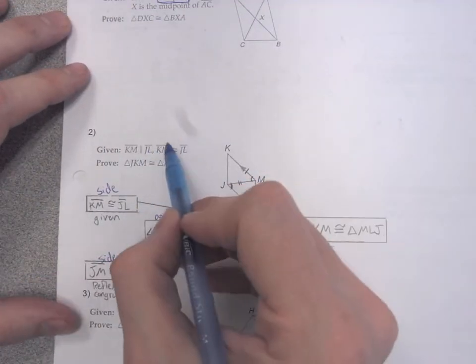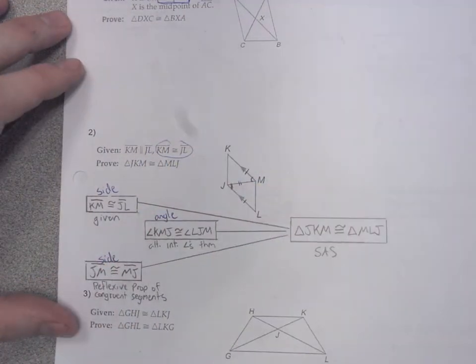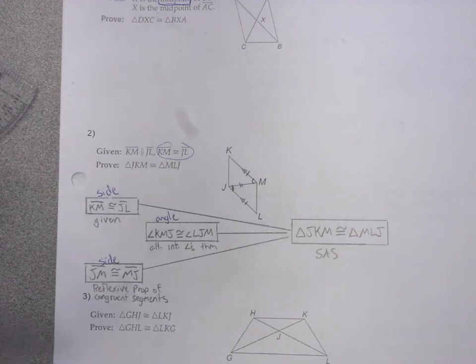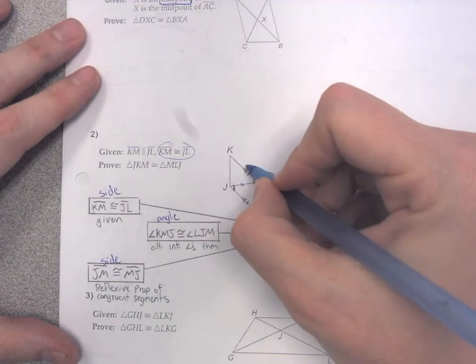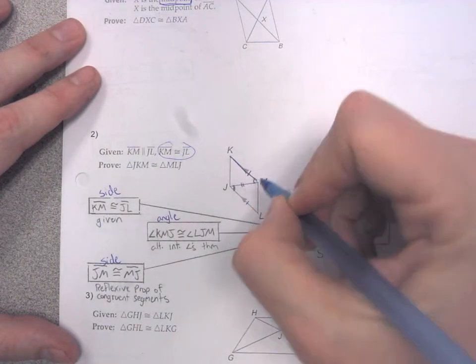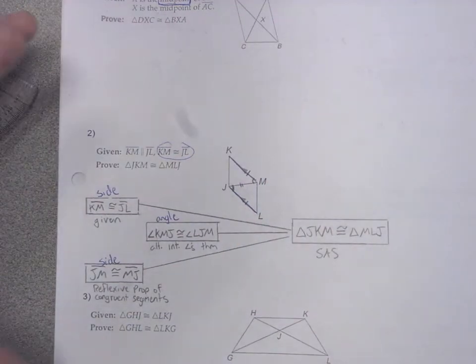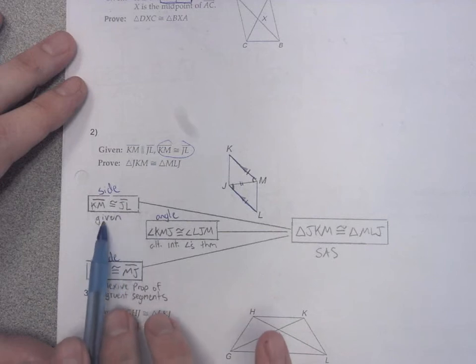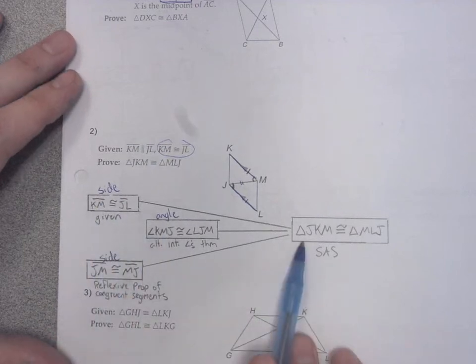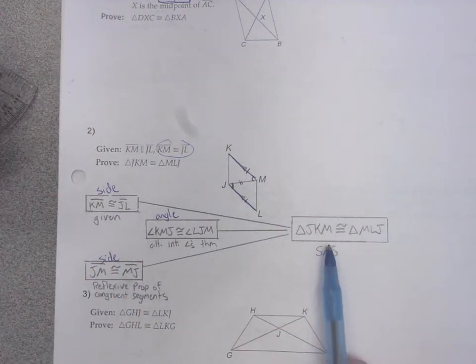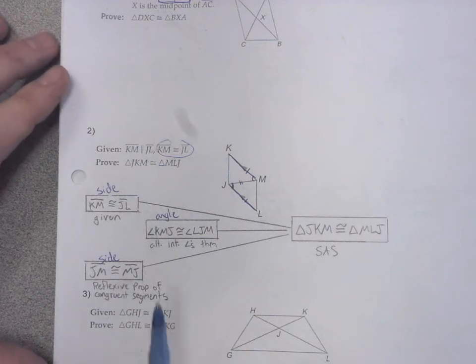The first one that I wanted to talk about was that KM, the segment, is congruent to JL. So that's actually huge. That means that this guy is congruent to this guy. So that's my first side right off the bat, right? Now you may not know that you're going to use side angle side yet, but I'm going to show you how you get all those.